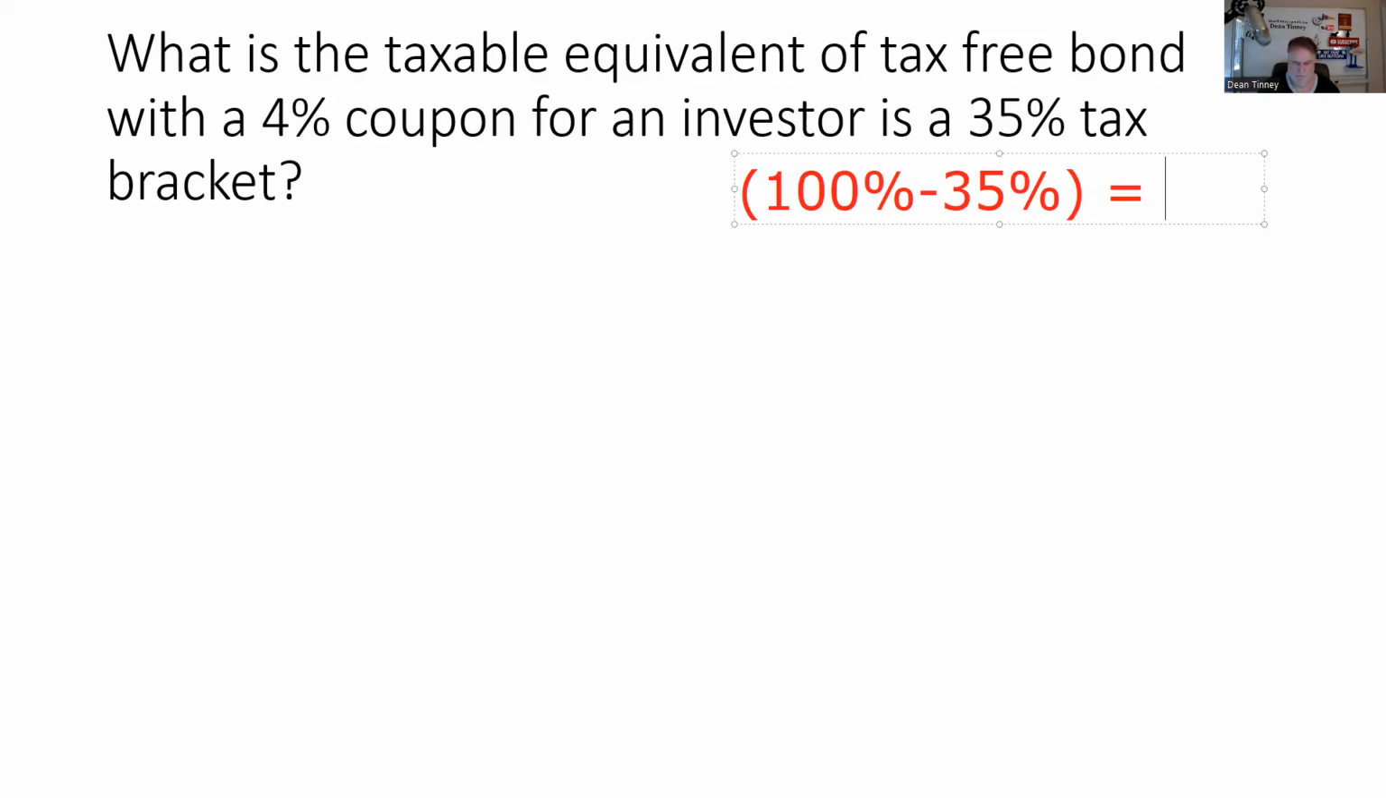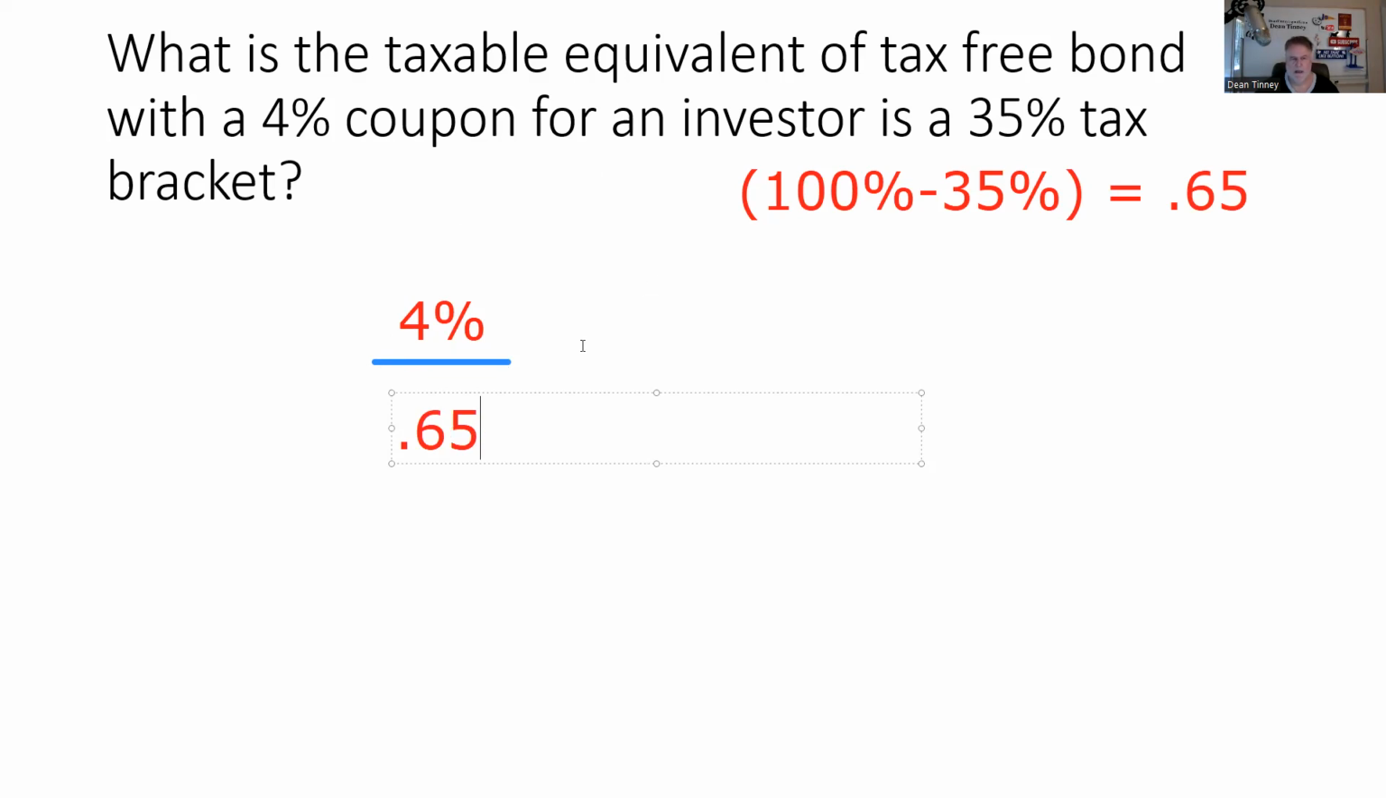And we get 65 again, or 0.65. Okay, so now we're going the other direction. So we're going to take the 4% tax-free, and we're going to divide. And what we're going to divide by again is the reciprocal, the 100% minus 35%. And so we're going to divide that by 0.65.